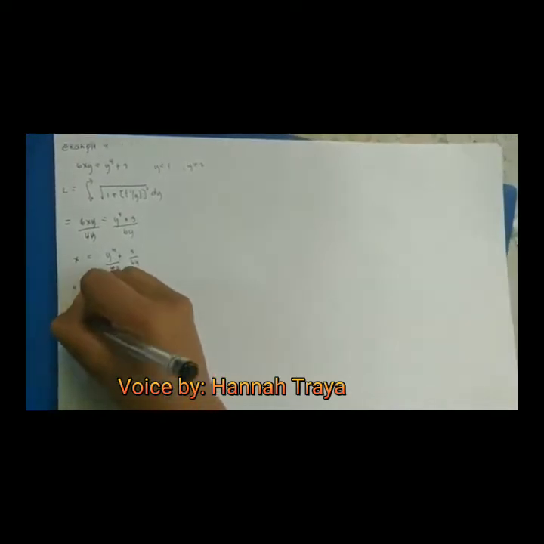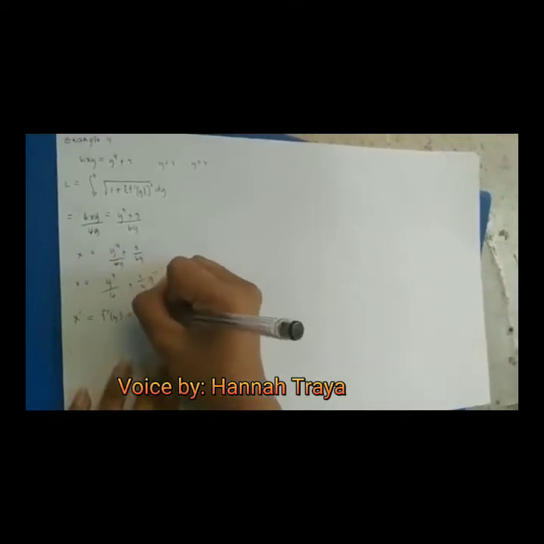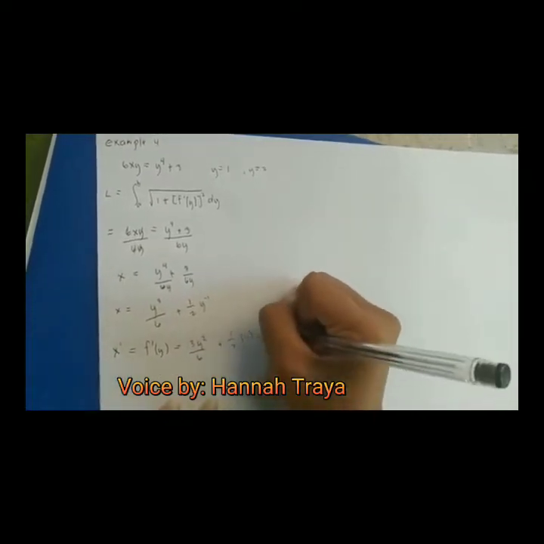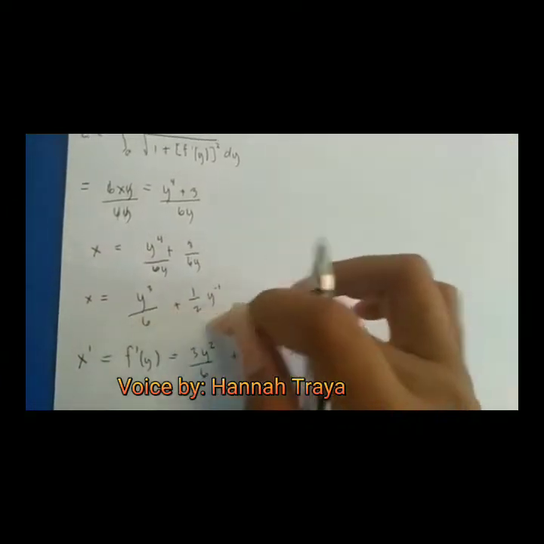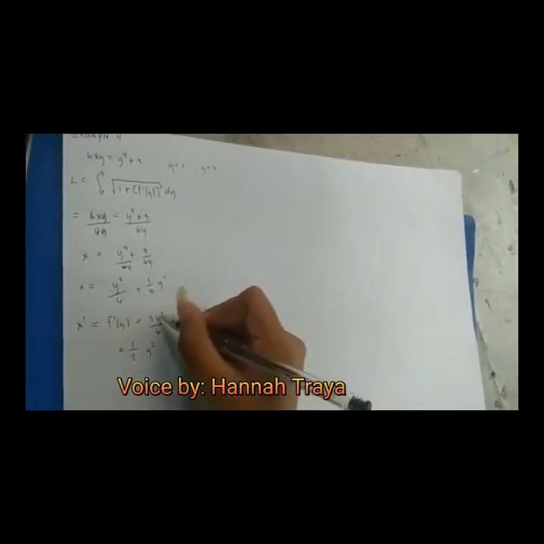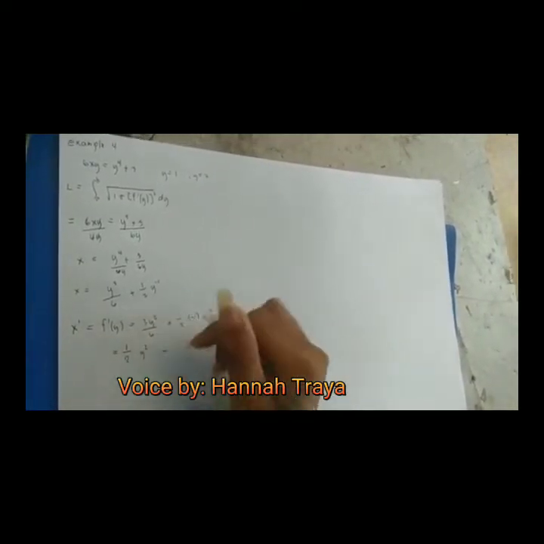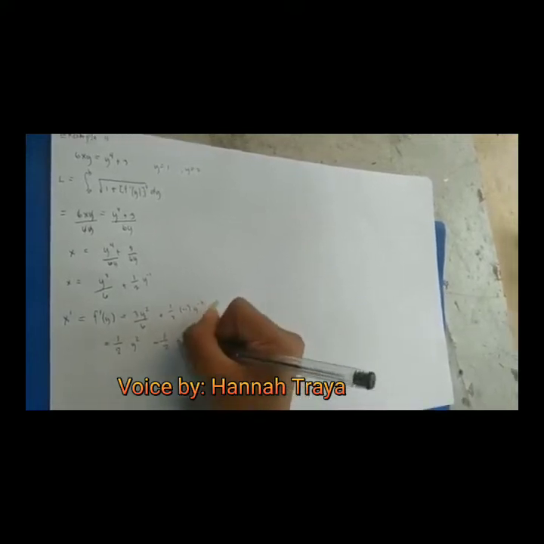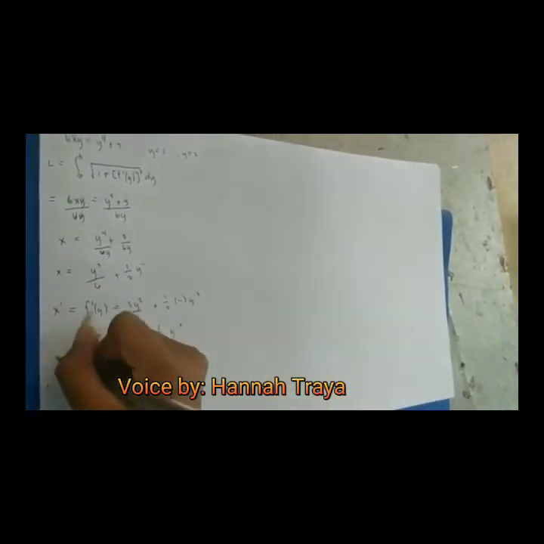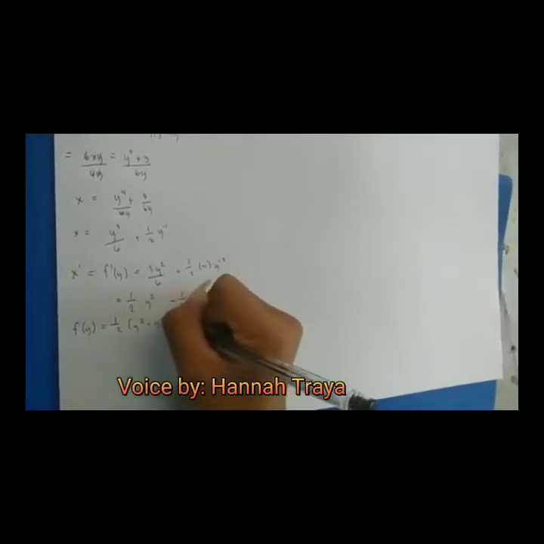Next is, find the derivative of x, f prime of y, which is equal to 3y squared over 6 plus 1/2 times negative 1, y to the negative 2. So this is the derivative of x. Then, equals 3y squared over 6 is equal to 1/2 y squared minus 1/2 times negative 1 is minus 1/2 y to the negative 2 exponent. Then, we factor it: 1/2 times the quantity y squared minus y to the negative 2, squared.